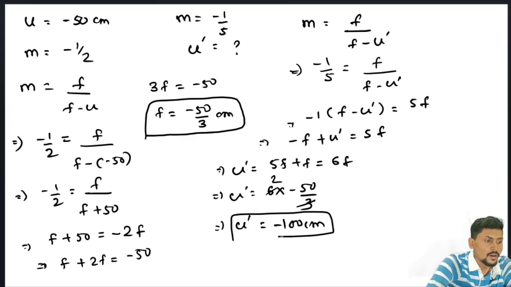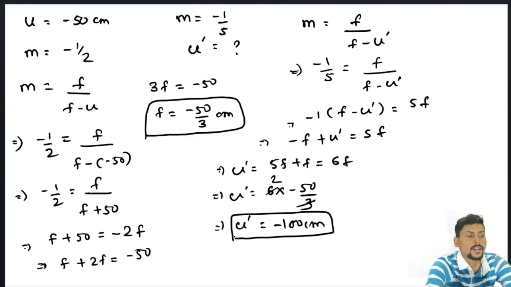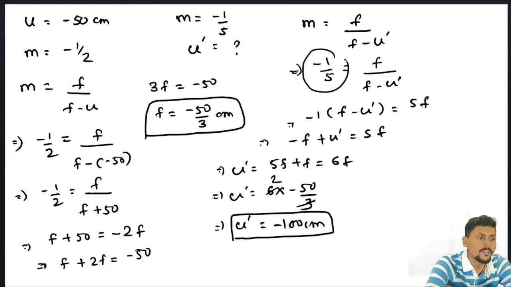If we place the object at a distance of 100 centimeter from the concave mirror, then it will produce an image of magnification -1/5, and when the object was at a distance of 50 centimeter, then the magnification was -1/2.